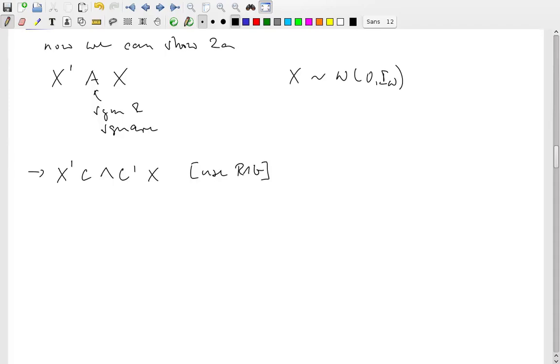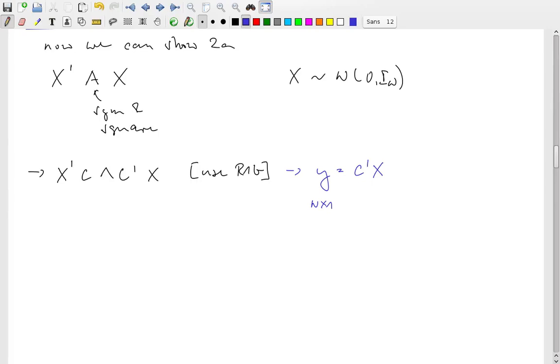Now let's define some auxiliary variables. Let me call them y. y is an n by 1 vector, resulting from taking x and multiplying it with C prime, the matrix that contains in its rows the eigenvectors of the matrix A.